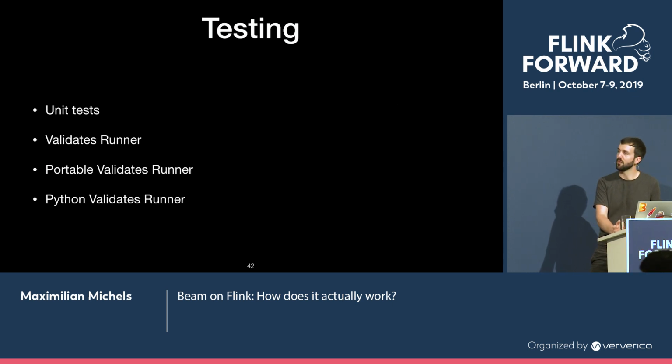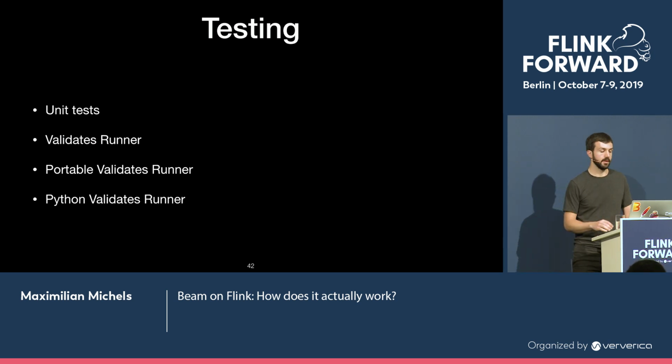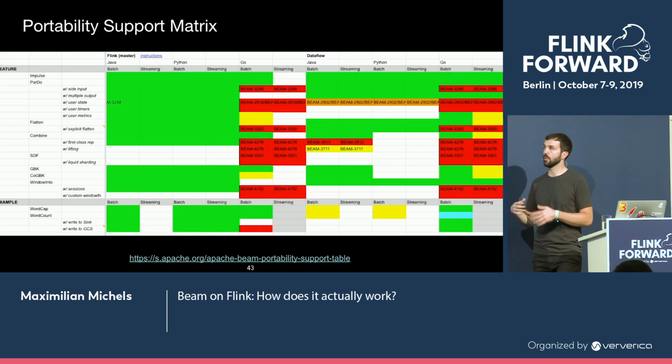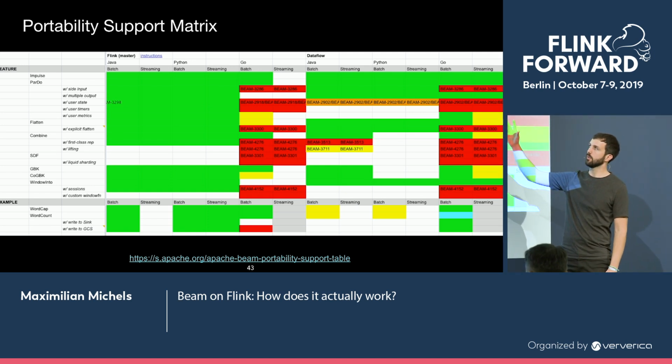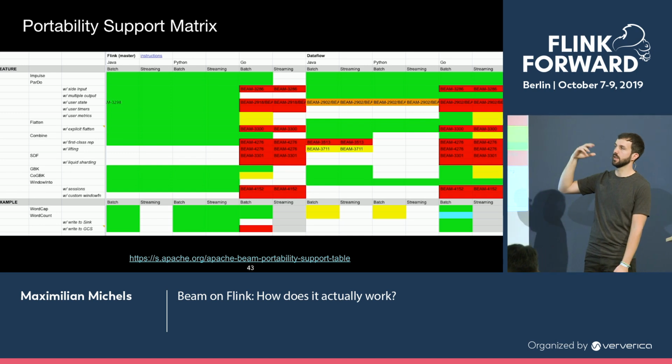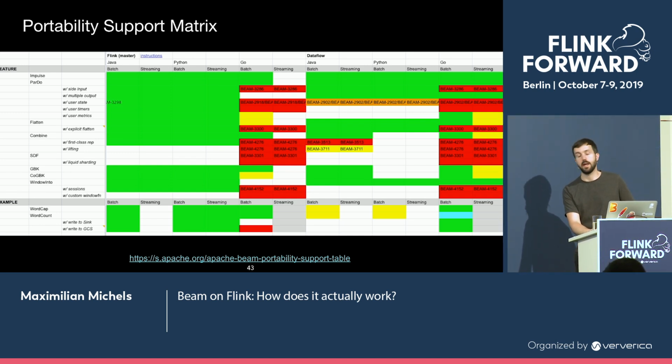We have unit tests for all of this. We also have a suite called Validates Runner, which runs a lot of pipelines against the Flink Runner, both in the classic mode and the portable mode. And we have also special Python tests. For Python, there's also a compatibility matrix, which we update regularly. So for Flink, pretty much everything is supported now, except the SDF support and the bundleable DoFn that I mentioned.